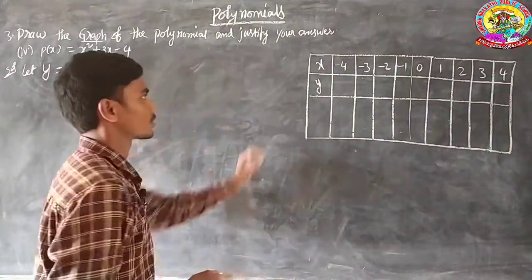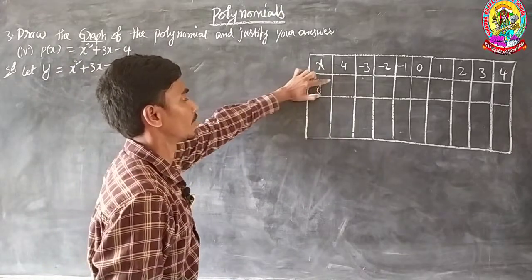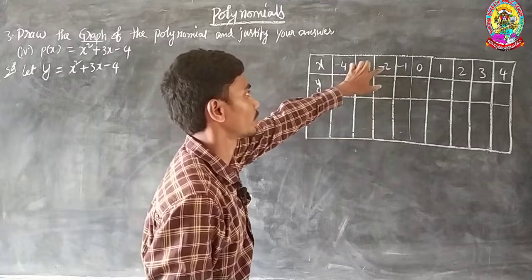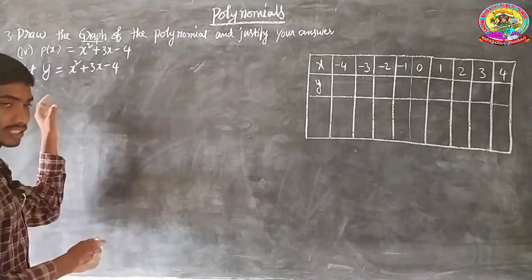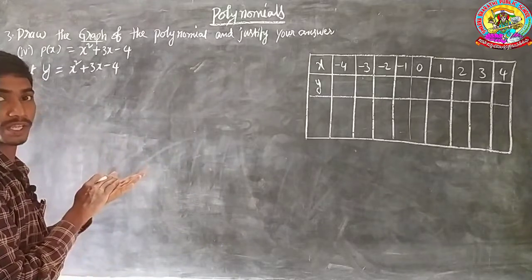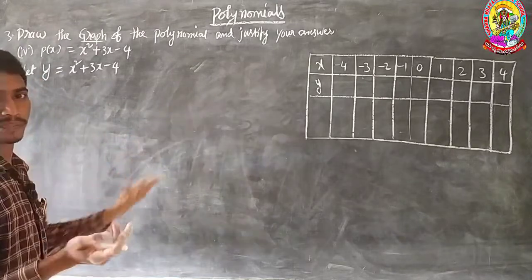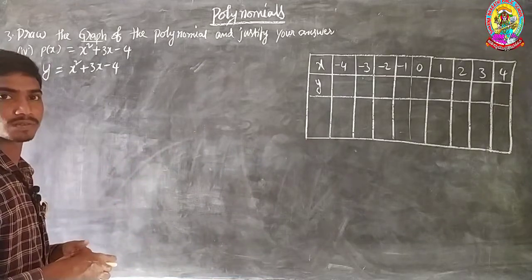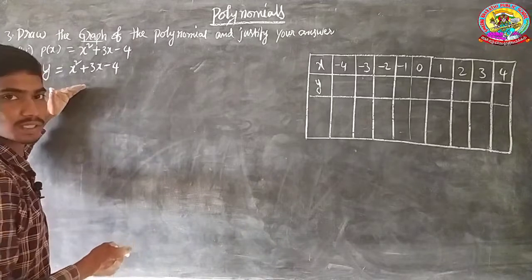So if you take minus 4, what is the value of y? If you take minus 3, what is the value of y? If you take minus 2, what is the value of y? You have to do rough work neatly in the same page or backside of your examination paper. Without doing rough work, maybe sometimes you get full marks or sometimes not. So that's why do the rough work clearly also.